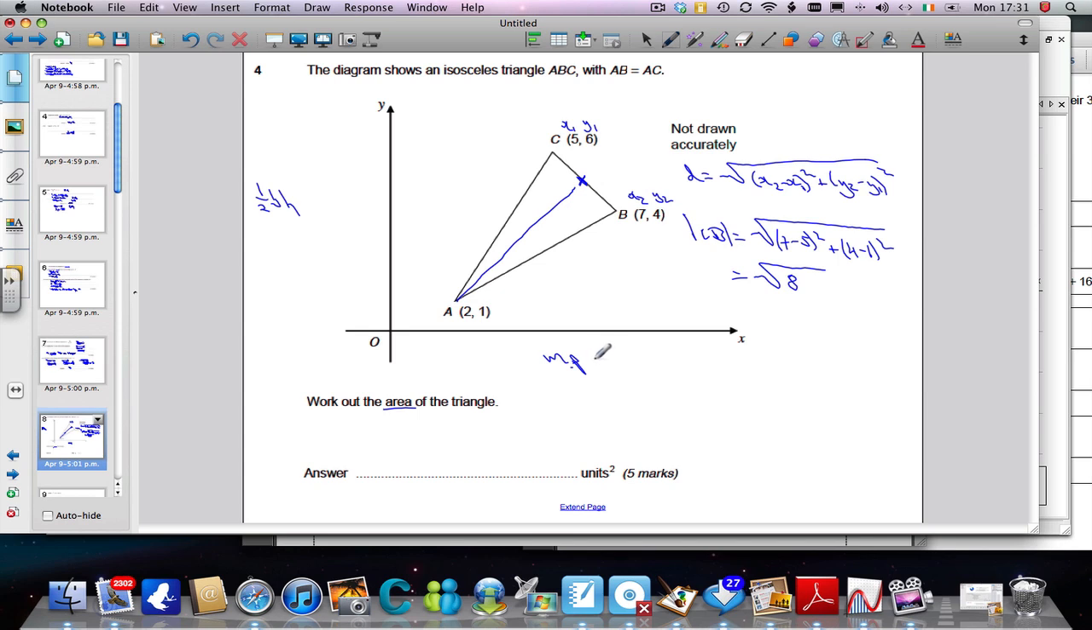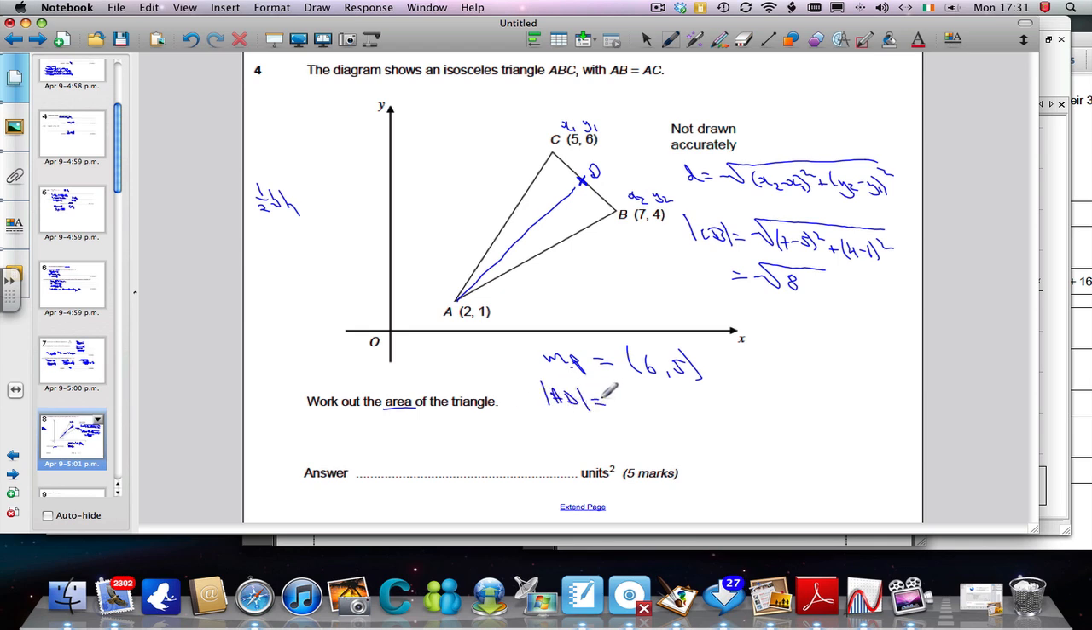call it MP, is going to be halfway between 5 and 7, and halfway between 5 and 7 is 6, and halfway between 6 and 4 is 5. So the midpoint is 6, 5. So we have the midpoint. Now let's call that D. I'm now going to work out the distance from A to D. So let's work out the length of AD.